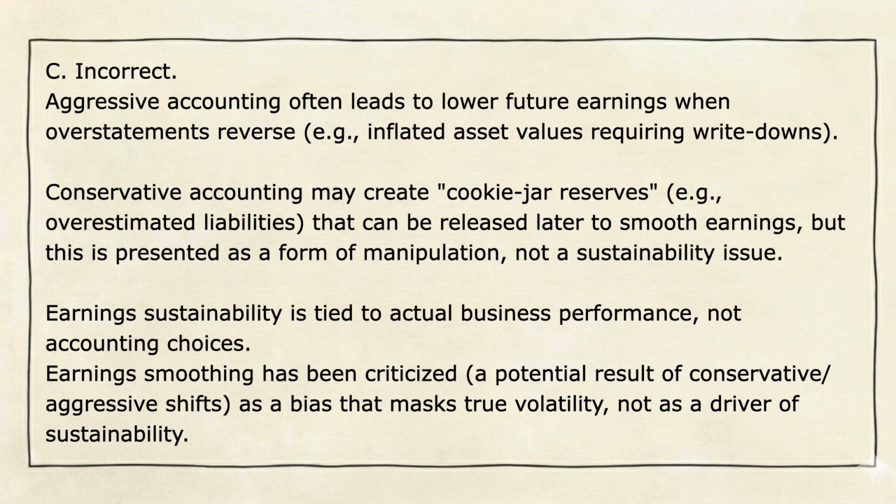The idea that earnings are sustainable depends on how well the company is doing in real life, not just what the accounting says. People have been critical of earnings smoothing, which can happen when companies switch from being too aggressive to too conservative, because it can hide the real ups and downs of the company, not because it makes the company more stable.